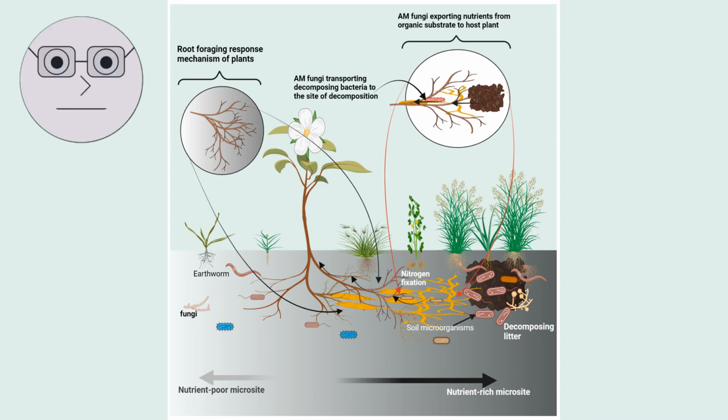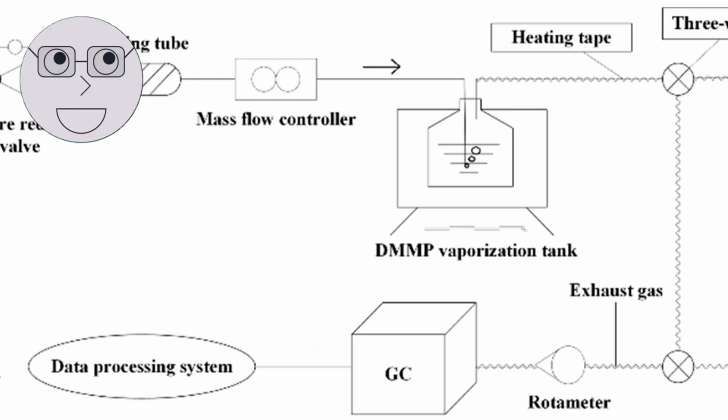Decomposition is the process by which organic matter is broken down by bacteria and fungi, releasing carbon dioxide back into the atmosphere. This process is essential for the carbon cycle, as it recycles nutrients and carbon from dead organisms back into the ecosystem. A diagram of the decomposition process appears on screen, showing the inputs and outputs of the process.